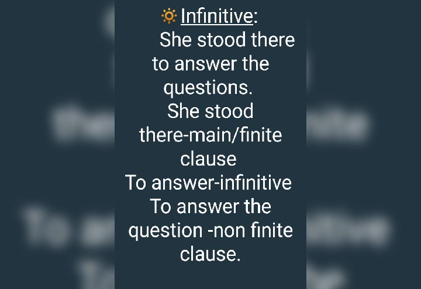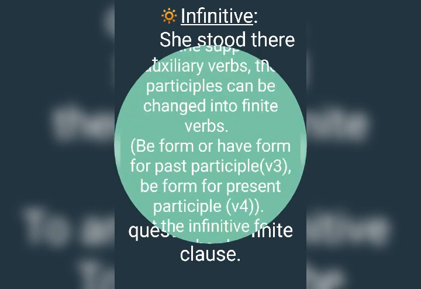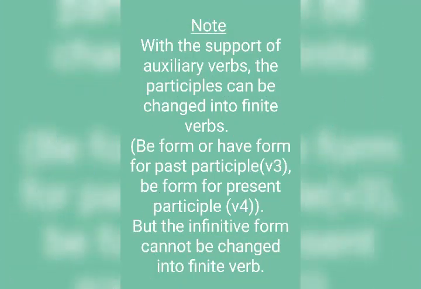See, with the support of auxiliary verbs, the participles can be changed into finite verbs, like be form or have form for past participle, that is for V3, and be form for present participle, that means V4, the ing form. But the infinitive form cannot be changed into a finite verb.